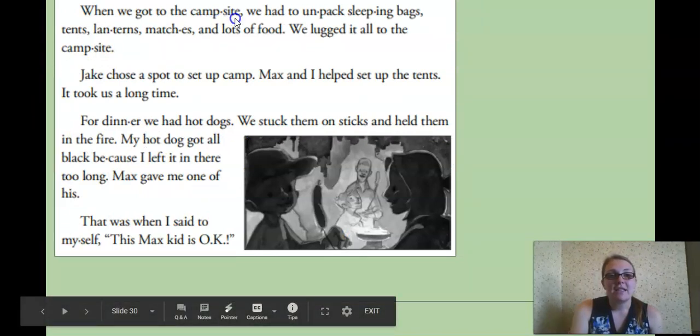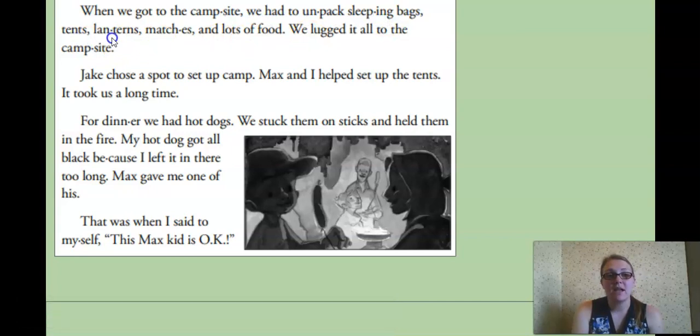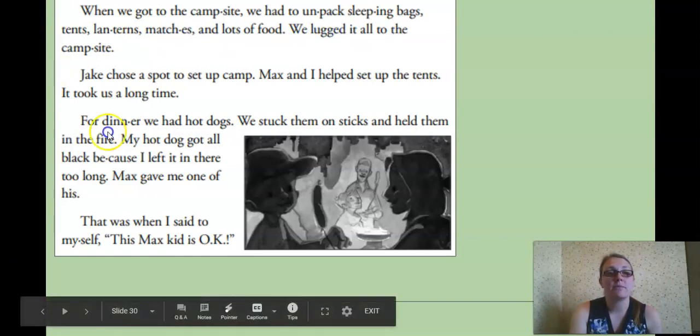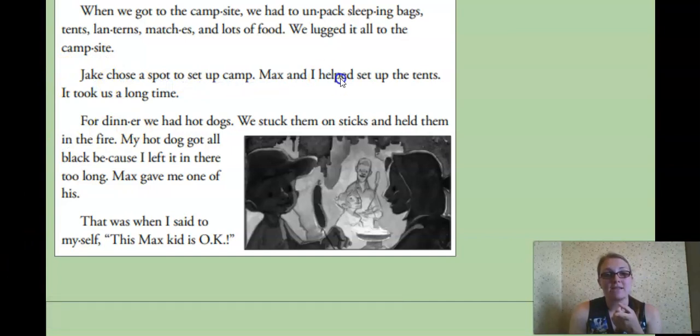When we got to the campsite, we had to unpack sleeping bags, tents, lanterns, matches, and lots of food. We lugged it all to the campsite. Jake chose a spot to set up camp. Max and I helped set up the tents. It took us a long time.